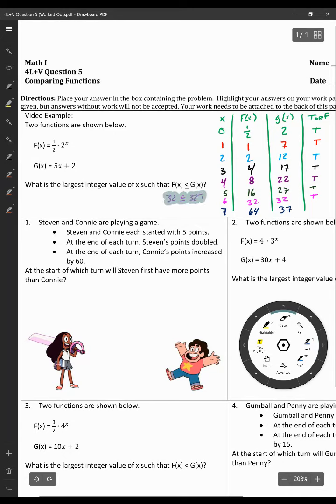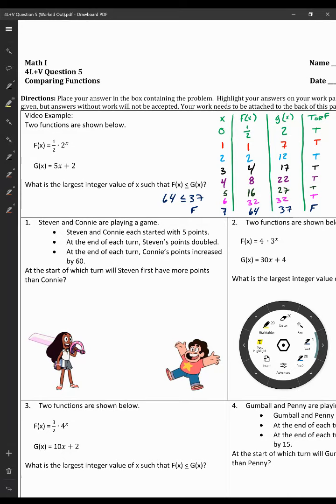And let's check to see if that is a true statement. I'm going to erase this right here. And we have 64 less than or equal to 37. So is 64 less than or equal to 37? It's neither, right? So that's a false statement. So when I go back to the question, it says, what is the largest integer value such that this is still true? The largest integer that made it true was 6. So my answer would be 6.